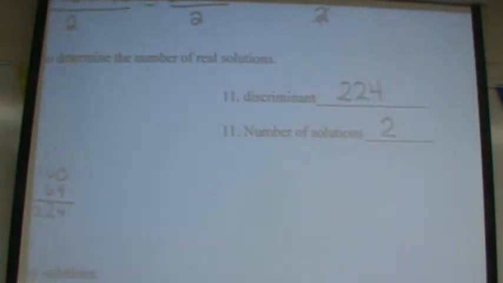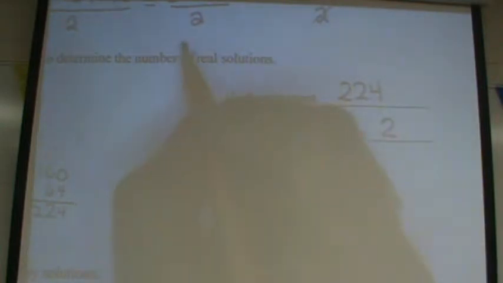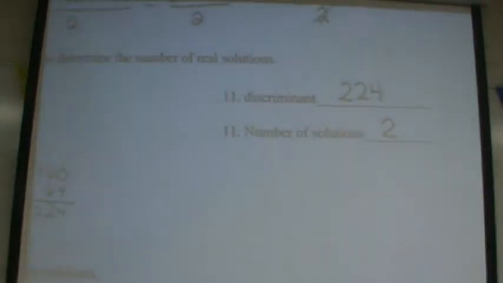Do not take the square root of it. Since that's a positive number, that means there's 2 solutions. If your discriminant is positive, that means there's 2 solutions. If the discriminant comes out to be 0, that means there's 1 solution. If it comes out to be negative, there are no real solutions.